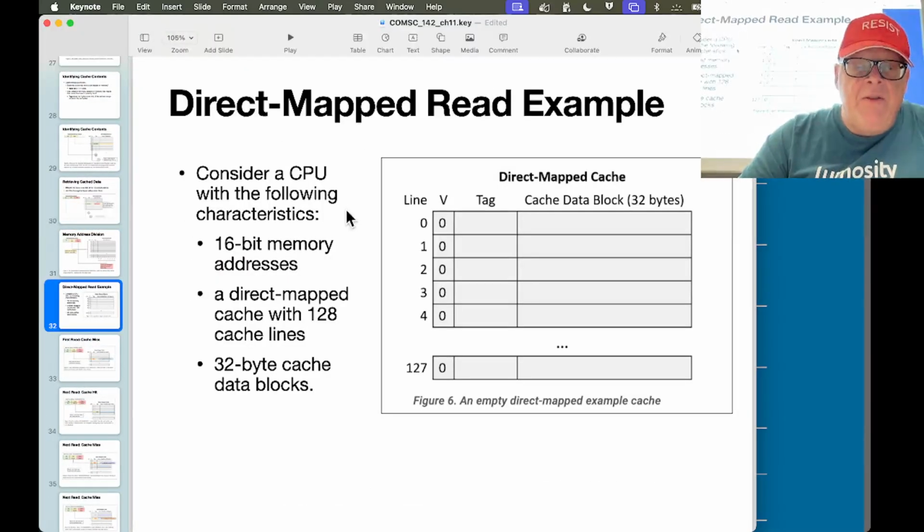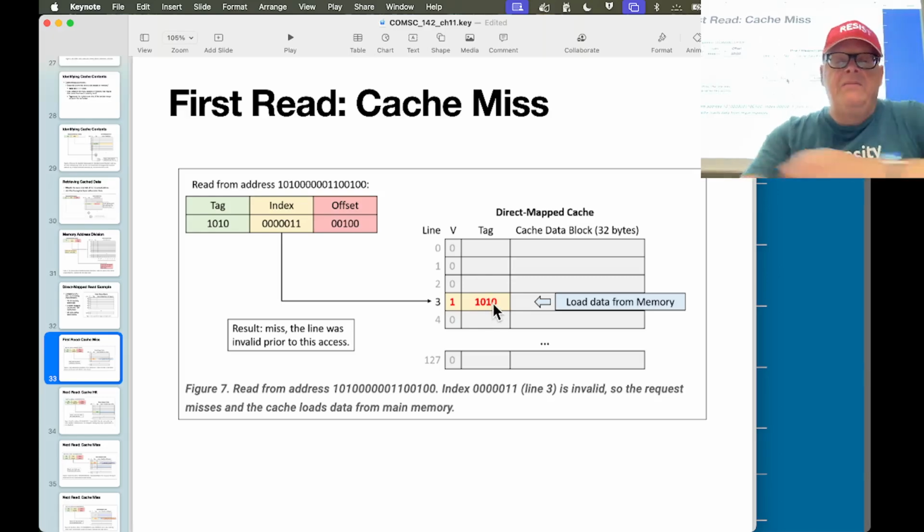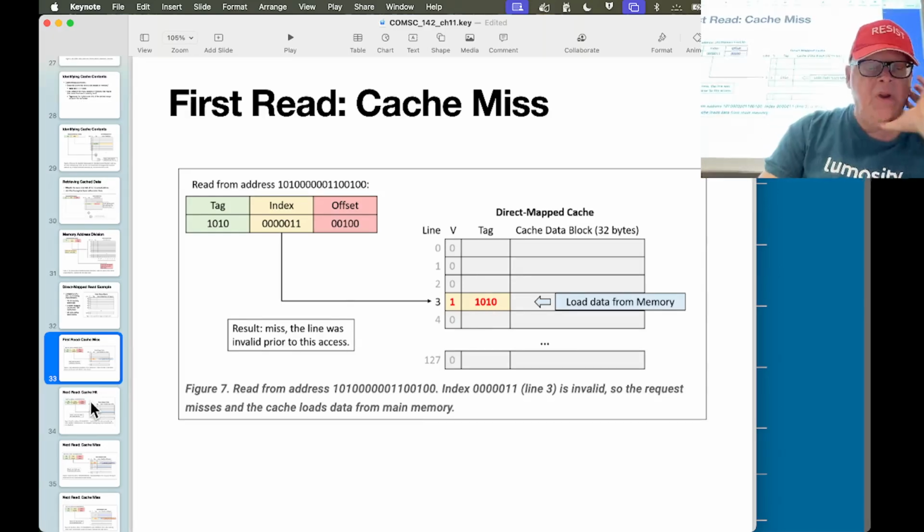So in your direct-mapped example, if you have 16-bit memory addresses, 128 cache lines, and 32-byte cache data blocks, then you'll have 5 bits here that can count from 0 to 31, showing how far you go through the block. Then you'll have, looks like, 7 bits here for your 128 possible lines of cache memory. And the tag here is the high order bits, which determine the actual location of this. So that's the game.